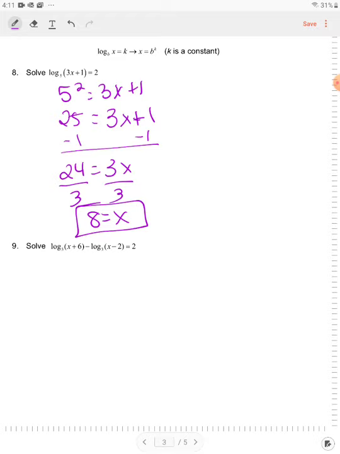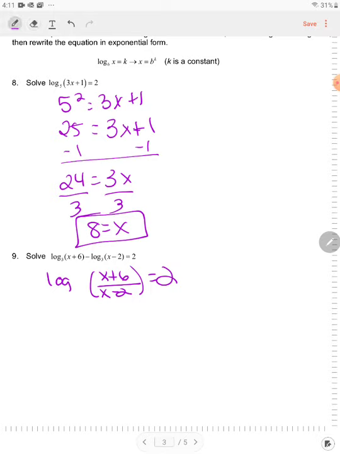Number 9: log of x plus 6 base 3 minus log of x minus 2 base 3 equals 2. Again, when we're solving equations involving logarithmic functions, you have to have single logs. So we're going to do division because it's subtraction. Subtraction rewrites as division. Okay, so again, your base is 3 here. So we're going to rewrite it: 3 to the second equals x plus 6 over x minus 2.